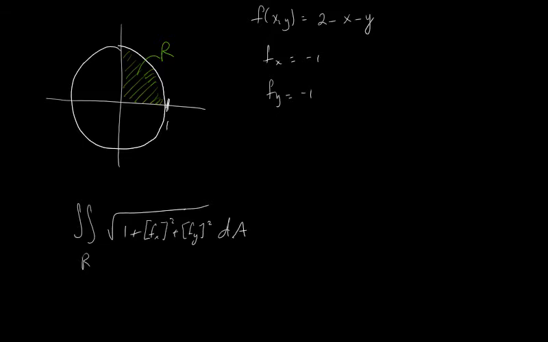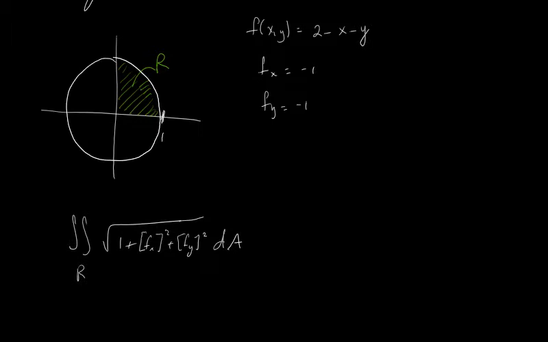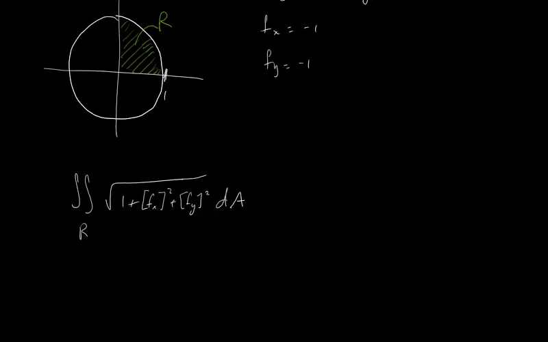There we go, dA. My bad, sorry about that. Okay, so we've got f sub x, we've got f sub y, we found those. Now what we have to figure out is how do we describe our region R? There's a couple of different ways that we can do that.